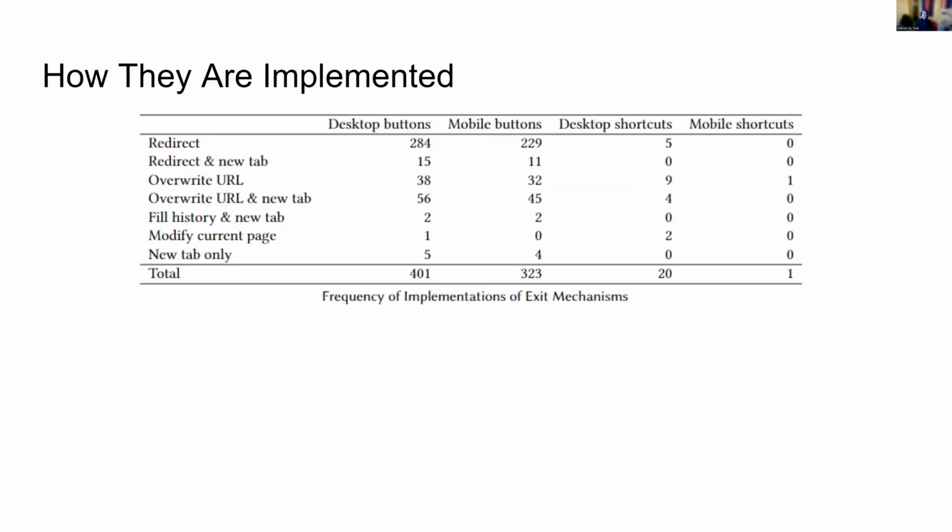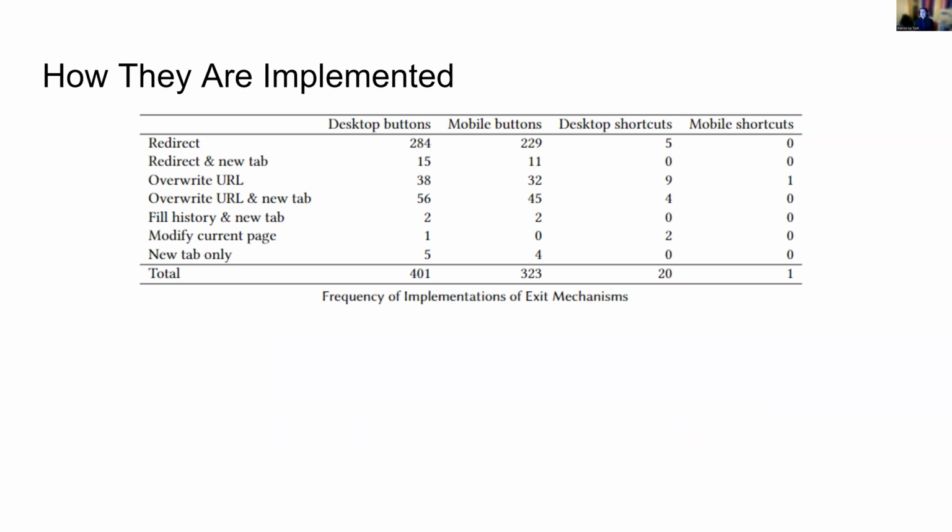These exit buttons are implemented in a variety of different ways. The 2 most common implementations are a simple redirect. So when you click on this button, you are redirected to another website, same as your average link on the internet, which is implemented by about 3/4 of the websites in our dataset.